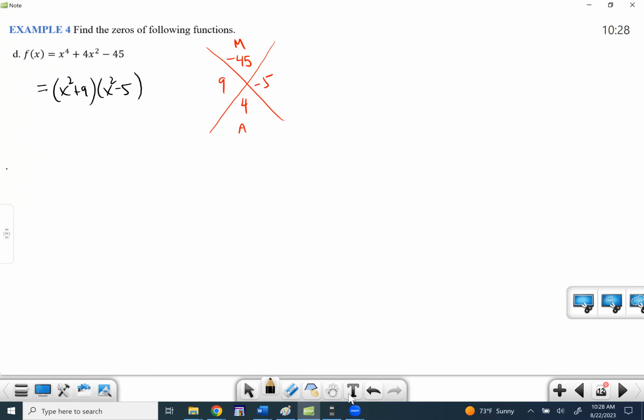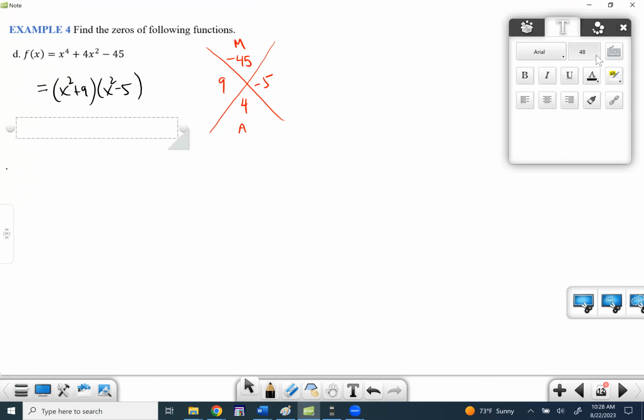All right, and then something that I want to make a note of. Neither one of these factors, okay? I have students who will try to factor it, but I want to just make sure that we understand why we can't, okay? So neither factor factors further.